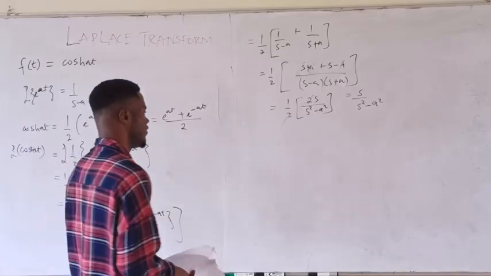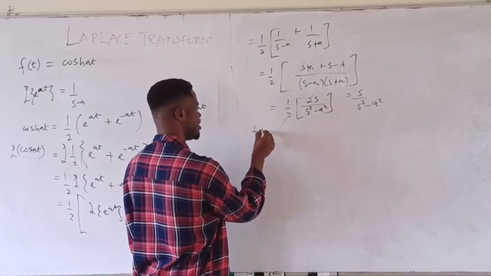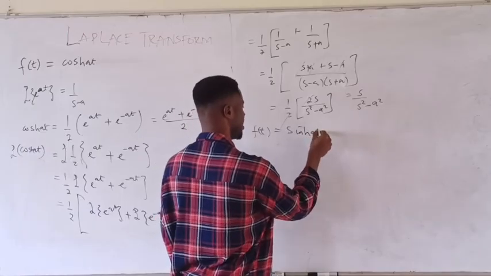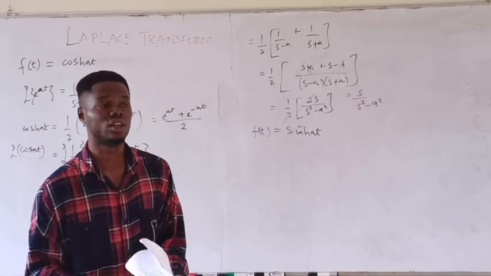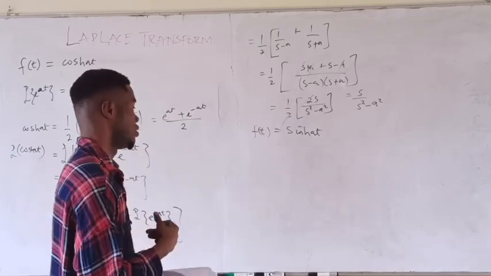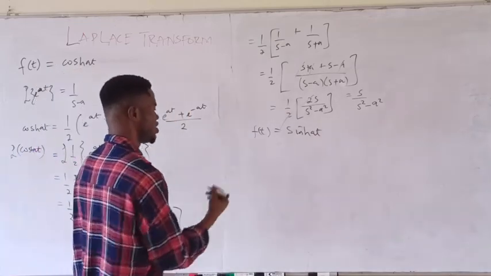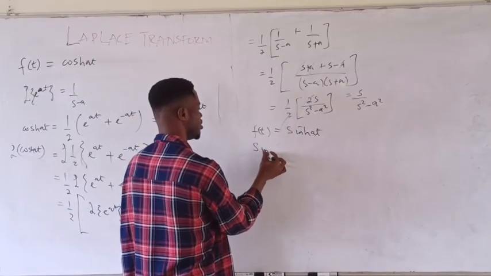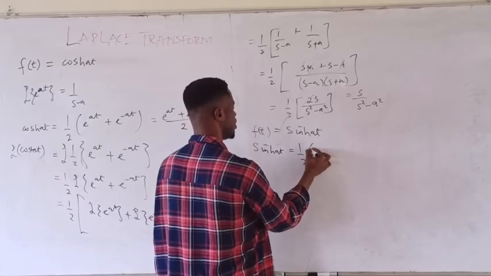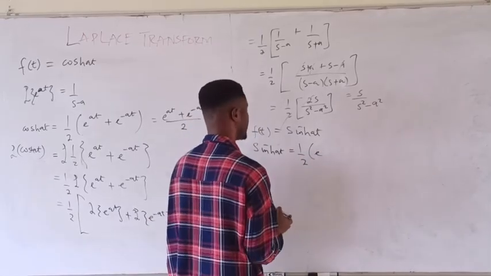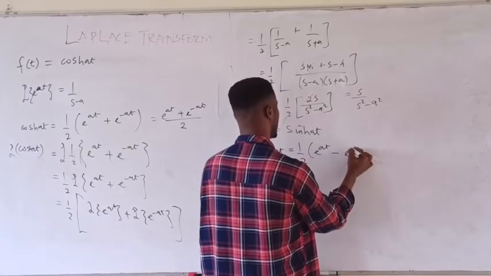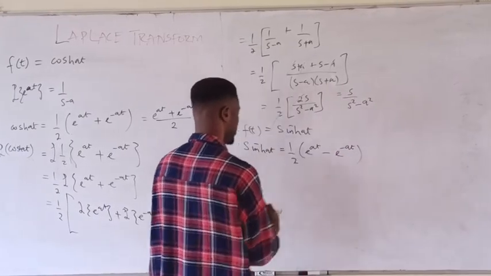So let's assume that f of t is equal to sinh at. So how can we analyze the Laplace of this sinh? I want you to know that sinh at is actually equal to 1 over 2 into the exponent of at minus the exponent of minus at. This is the definition.